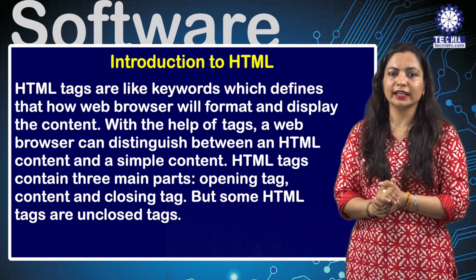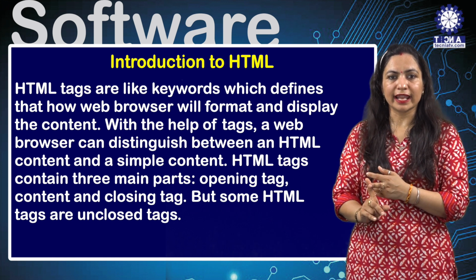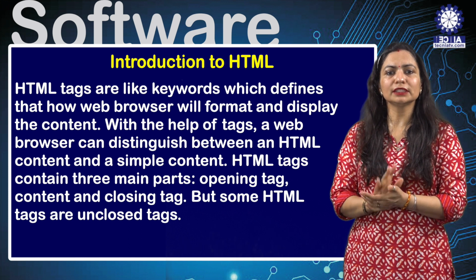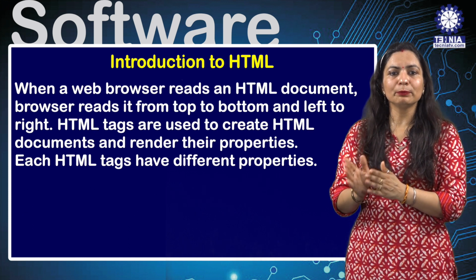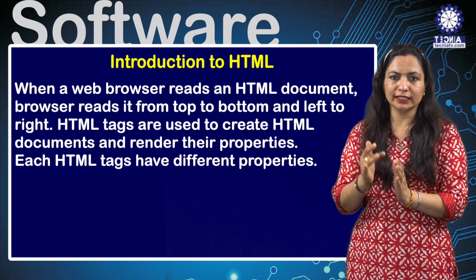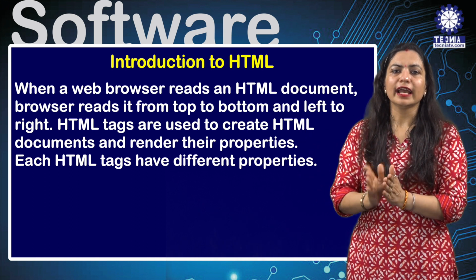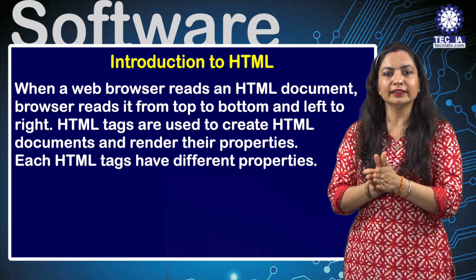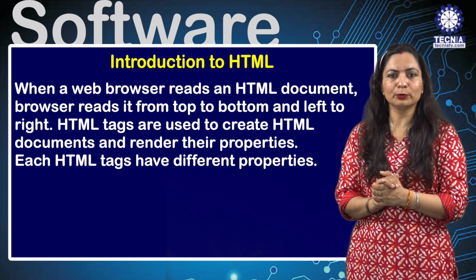HTML tags contain mainly three parts: one is the opening tag, then the content, and then the closing tag. But some HTML tags are unclosed tags. When a web browser reads an HTML document, it reads it from top to bottom and left to right. HTML tags are used to create HTML documents and render their properties. Each HTML tag has different properties.